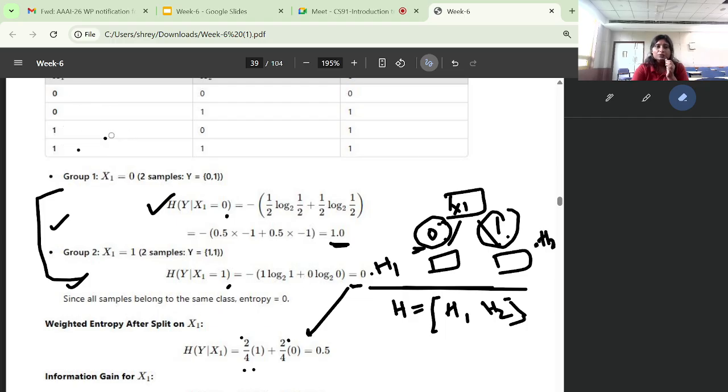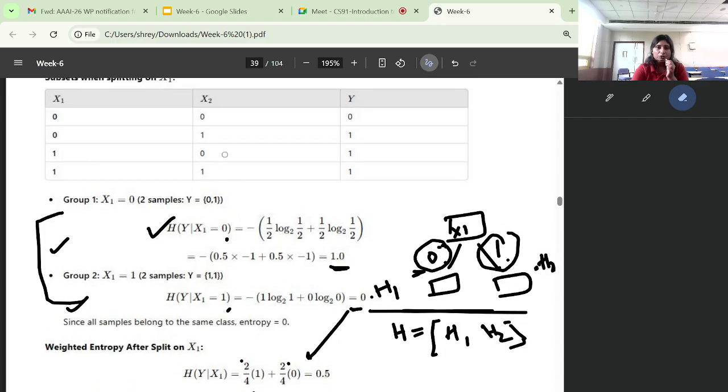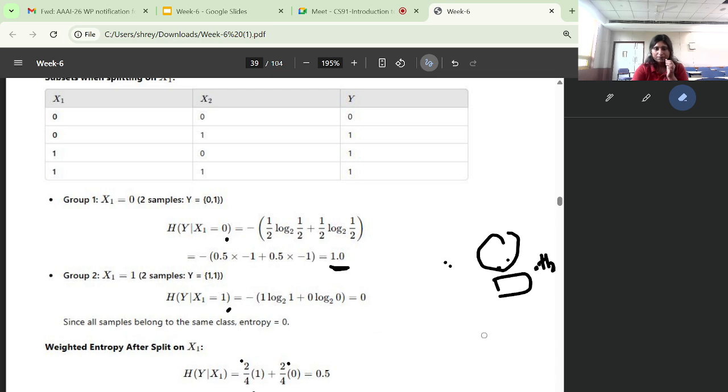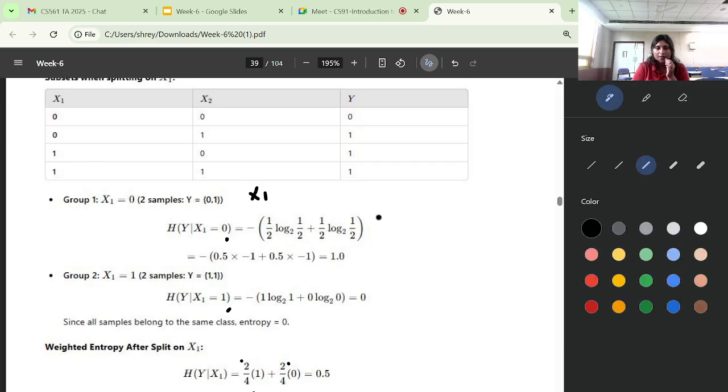So similarly, can you give me a value for attribute 2 also? Okay, so this is for attribute 1, x1. I am saying similarly give me the value for x2. So if you choose x2, what will be the value here? What will be the value here?